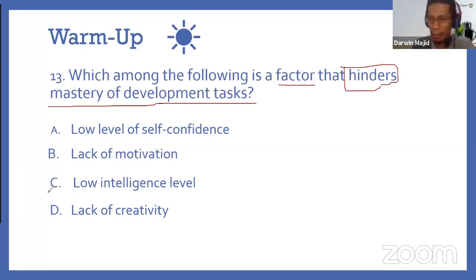Lack of motivation and self-confidence, parang nagkakatalo. Okay. Letter A, the correct answer? Isipin nyo kung bakit. Yung A and B parang same lang sila.